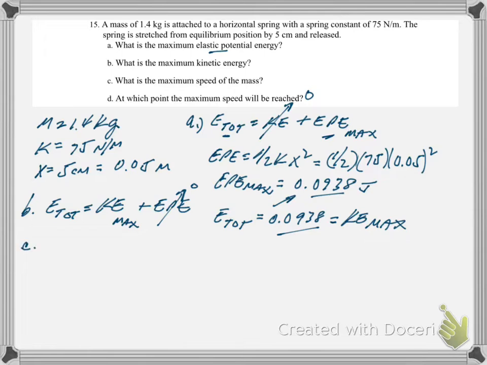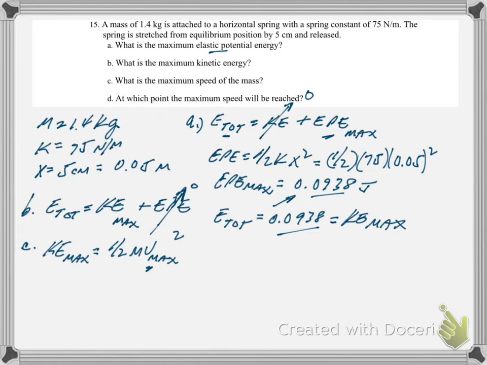C, what's the maximum speed? So the maximum speed is when there's no elastic potential energy and kinetic energy is at its max. So we have kinetic energy max equals 1/2 m v max squared, because its velocity is going to be maxed out at that point. So we have to get v by itself.